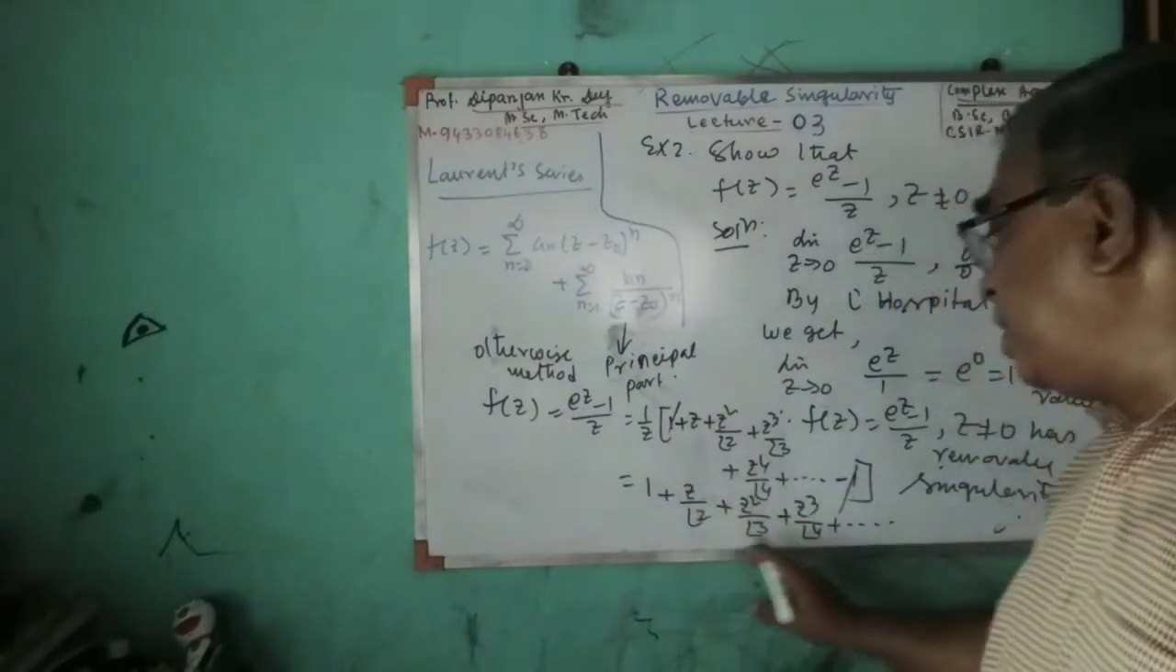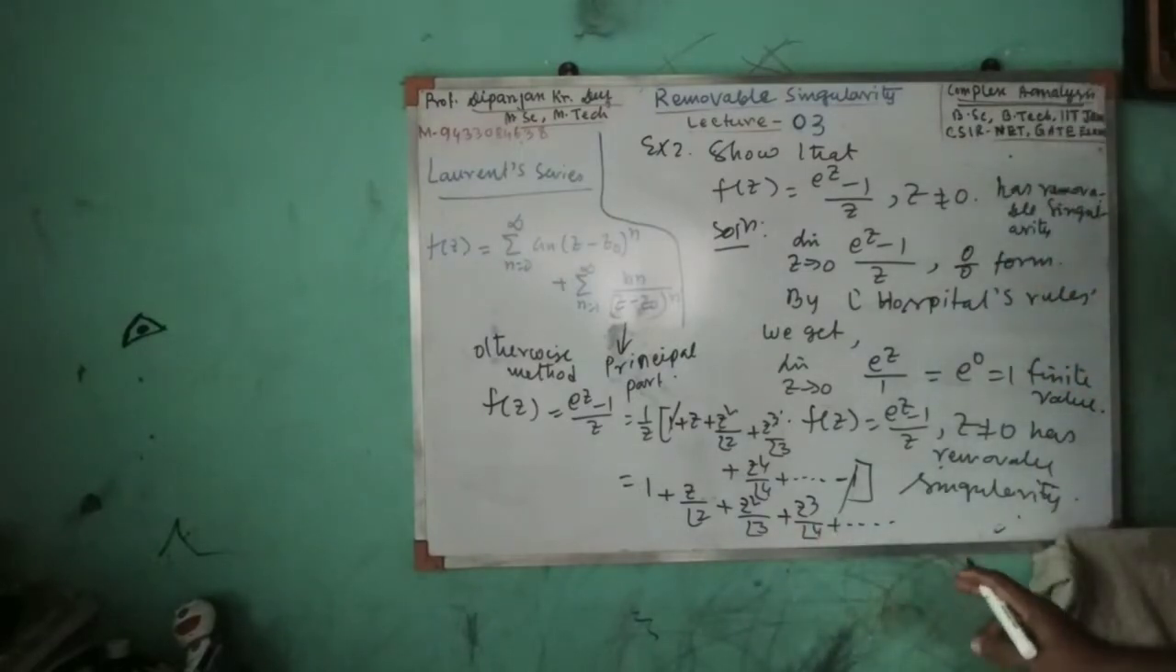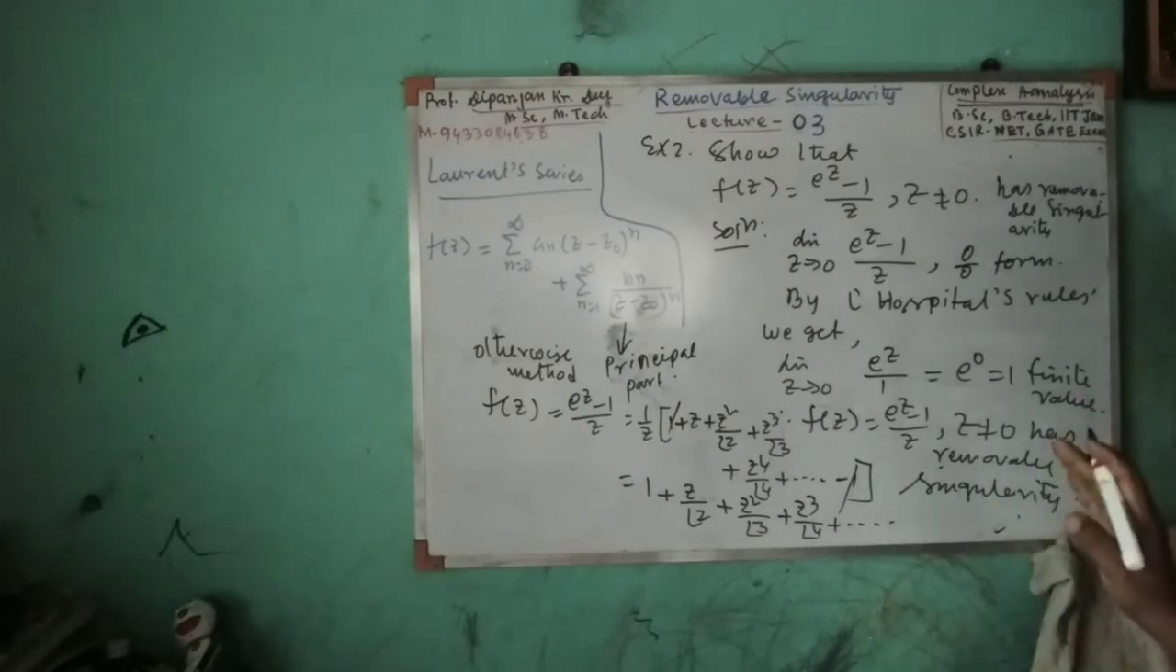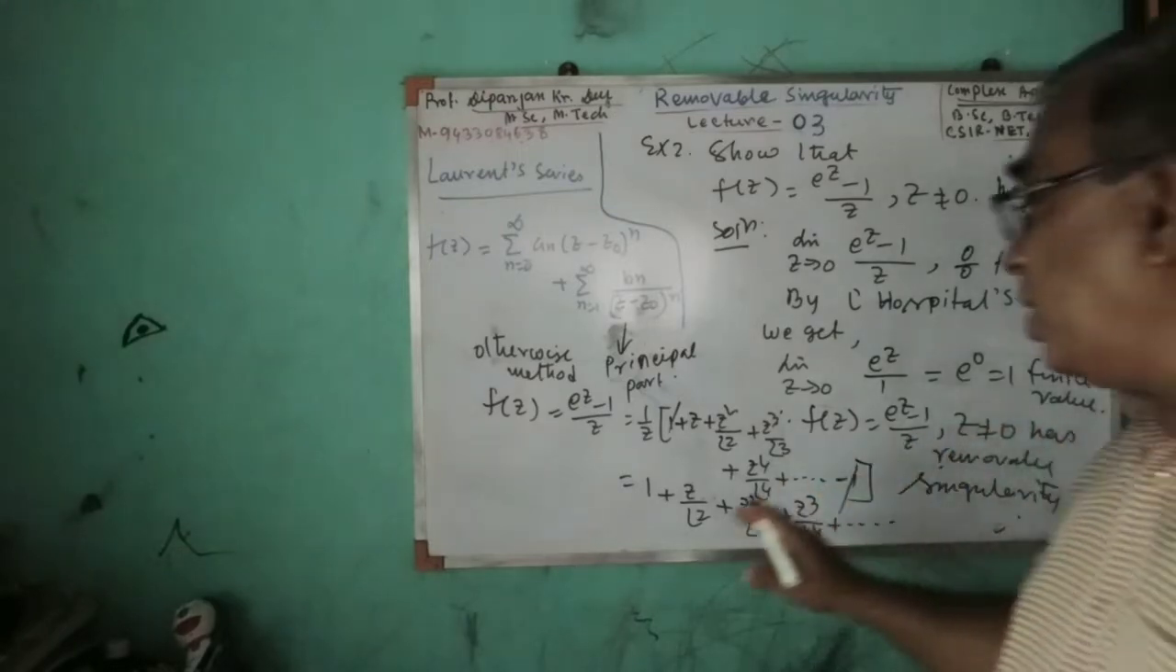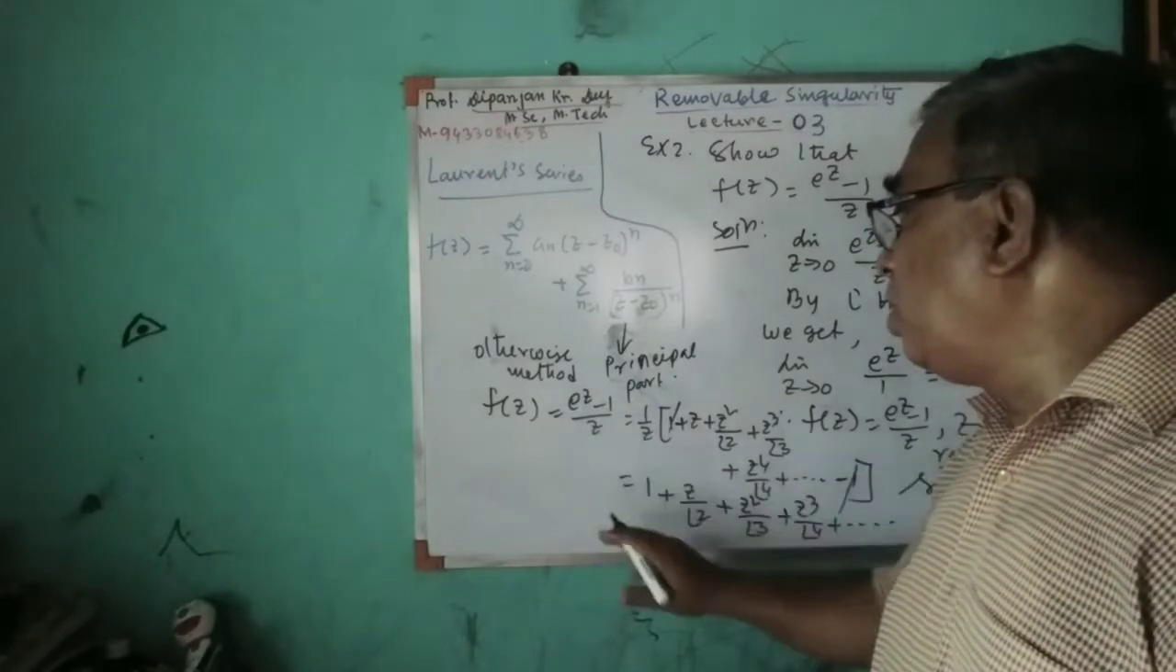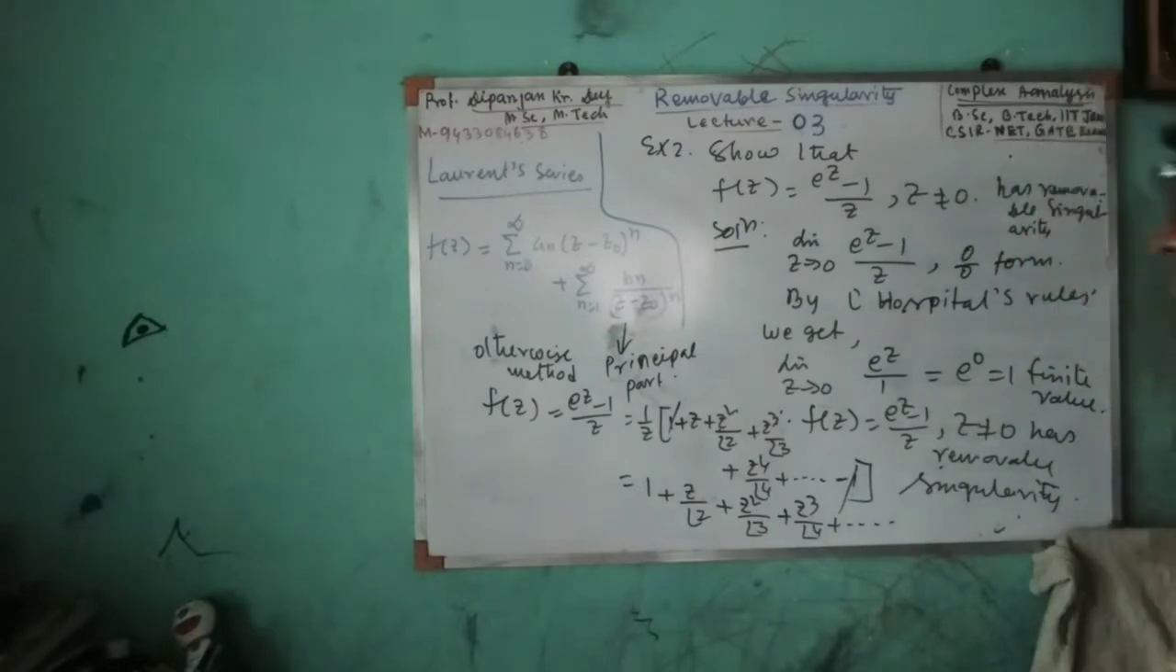So in this expansion, you see there is no negative power of z, no possibility of a negative power of z. So we can say all negative powers of z are removed. That means we can say f(z) equal to (e to the power z minus 1) by z is a removable singularity.